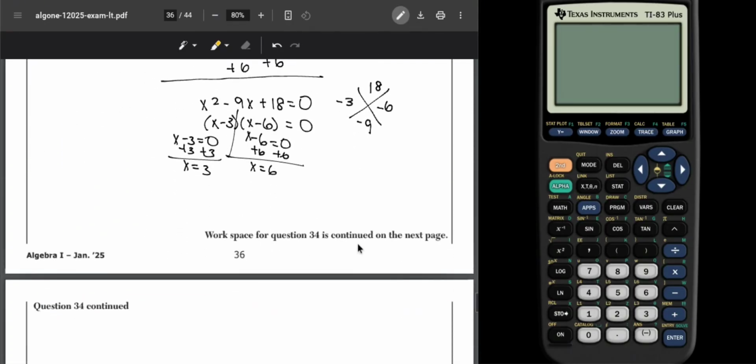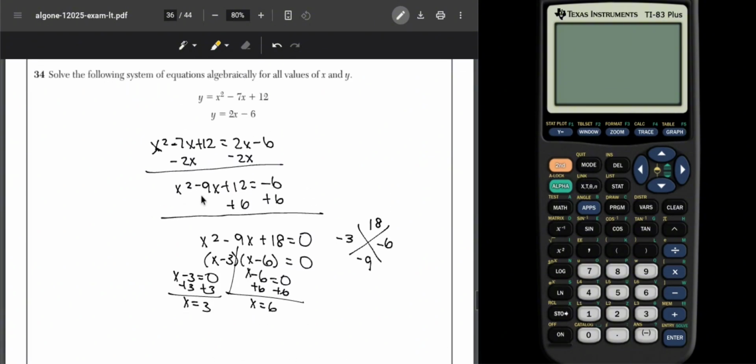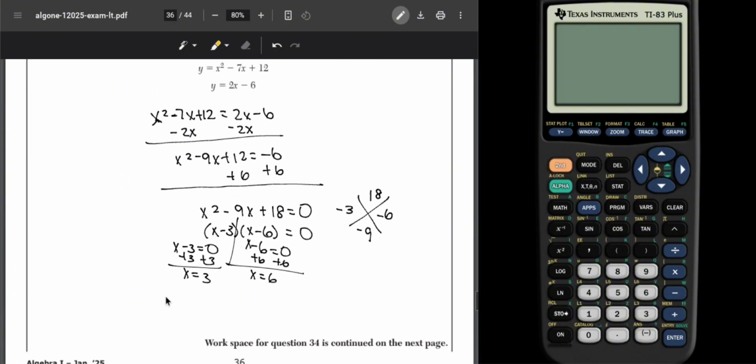So now what I'm going to do is substitute. I'm going to pick my linear equation. It's just easier. So my linear equation is y equals 2x minus 6. And I'm going to do it on each side. So I'm going to substitute here x for 3, and I'm going to substitute here x for 6. So 2 times 3 is 6. 6 minus 6 is 0. So for this value of x of 3, my y is going to be 0.